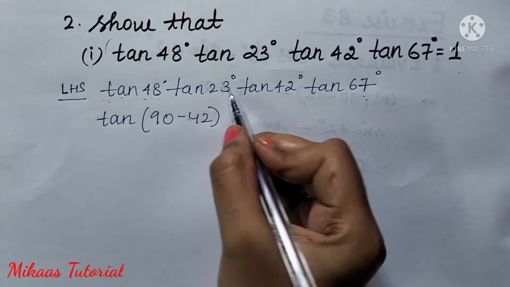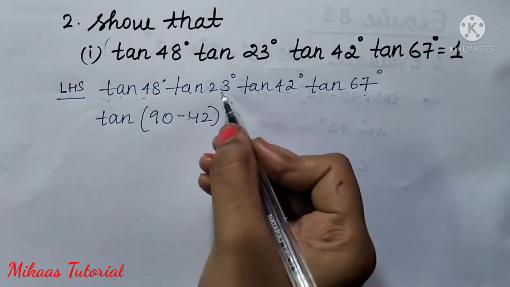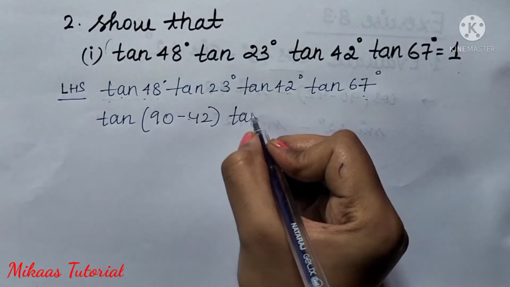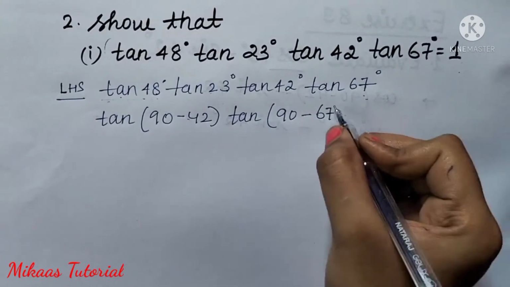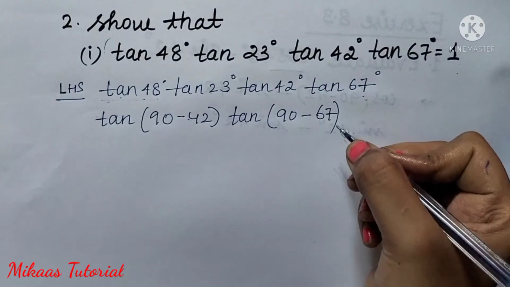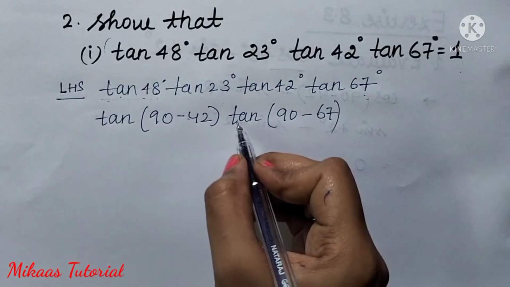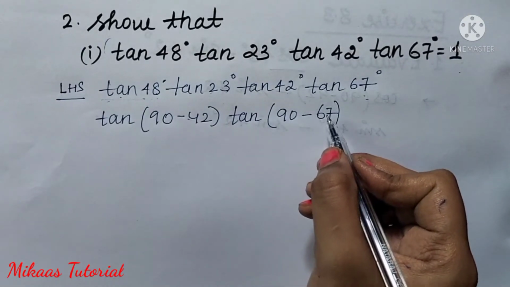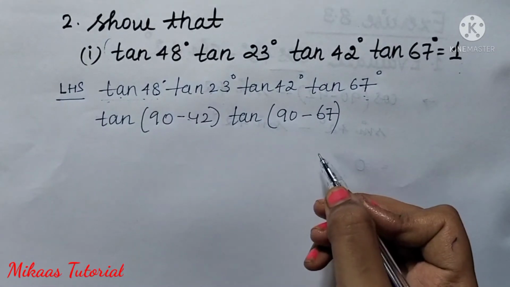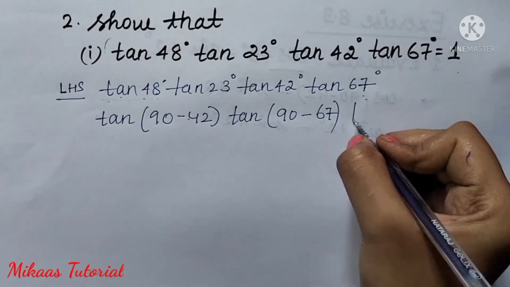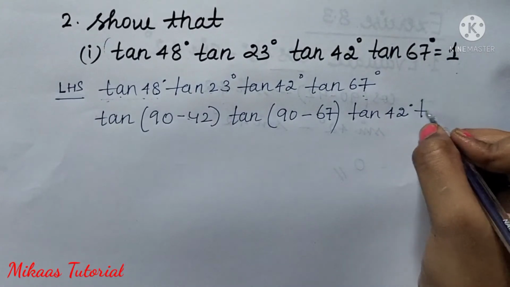In the same way, 23 you can change in the form of 42 or 67. How? Tan of 90 minus 67 is what? 23. Yes or no? 90 minus 67 is 23. So, tan 90 minus theta is cot theta, we have to convert it like that. The rest all we can write as tan 42, tan 67.